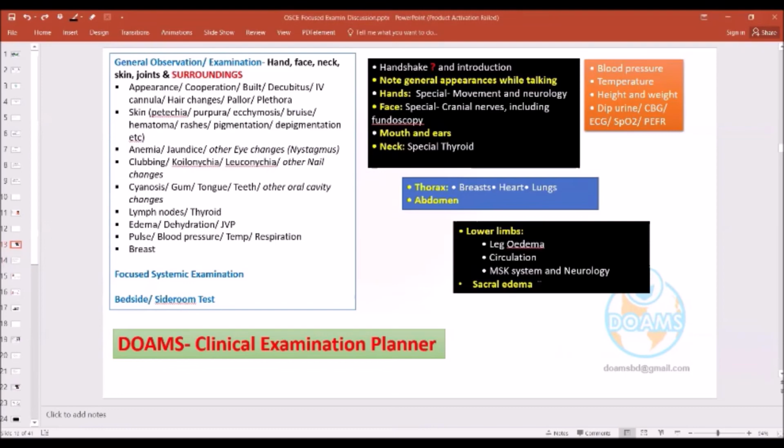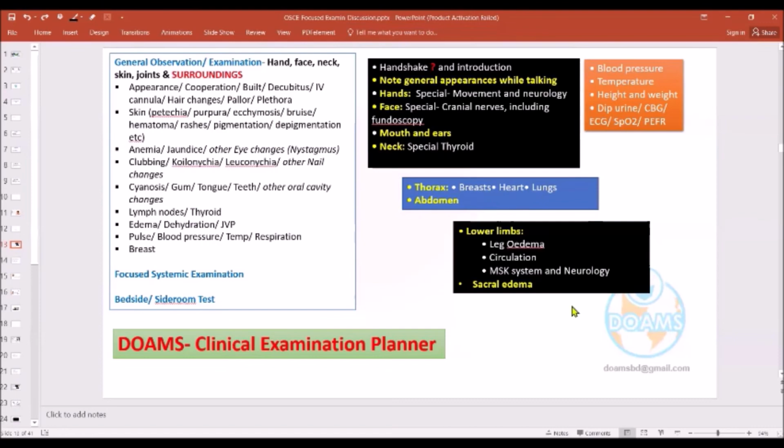And the sacral edema, if the patient is lying on the bed, then sacral edema is important. But your patient, as a GP, will not be an admitted patient. This patient is a mobile patient. So sacral edema is not much important in your case.